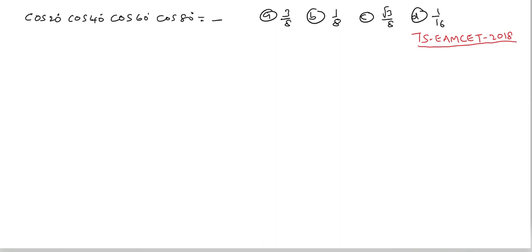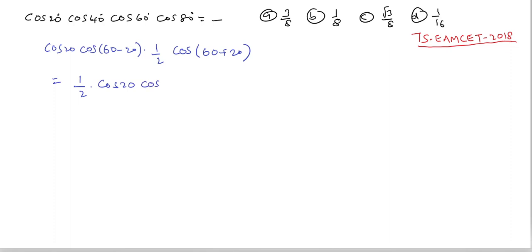Cos 20 degrees, cos 40 degrees, cos 60 degrees, cos 80 degrees, dash. Options: first 3 by 8, second 1 by 8, third root 3 by 8, fourth 1 by 16. This is a TSM set 2018 question. Here it is given cos 20 degrees, cos 40 degrees is written as cos of 60 minus 20. Cos 60 we know is 1 by 2. Cos 80 is written as cos of 60 plus 20. That is equal to 1 by 2 into cos 20 degrees, cos of 60 minus 20, cos of 60 plus 20.